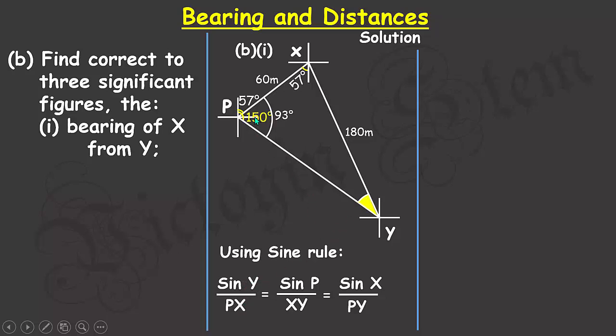I have px as 60 meters. I have p as 93 degrees. I have xy as 180 meters. So I'll plug it in. Sine y divided by px, which is 60 meters, equals sine 93 degrees divided by, where 93 is angle p, xy, which is 180 meters.